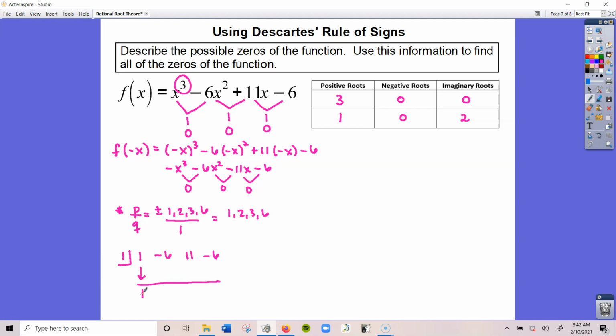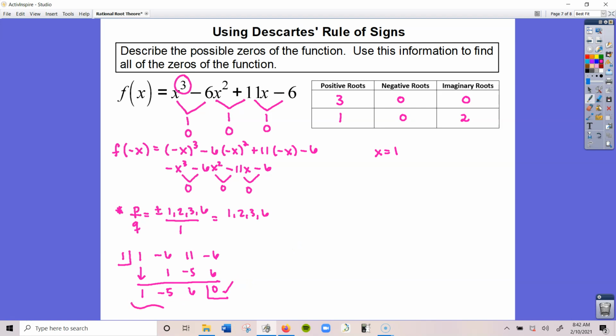Bring down the 1. 1 times 1 is 1. This is negative 5. Negative 5 times 1 is negative 5. 11 minus 5 is 6. 6 times 1 is 6, and we end up with 0. So x is equal to 1 is one of my roots.